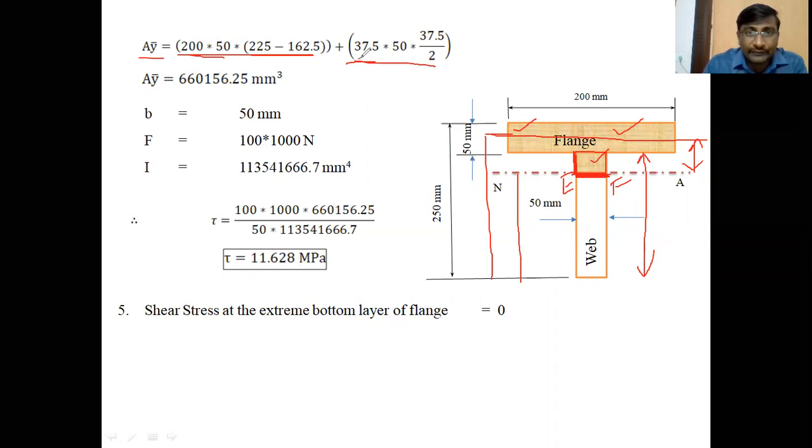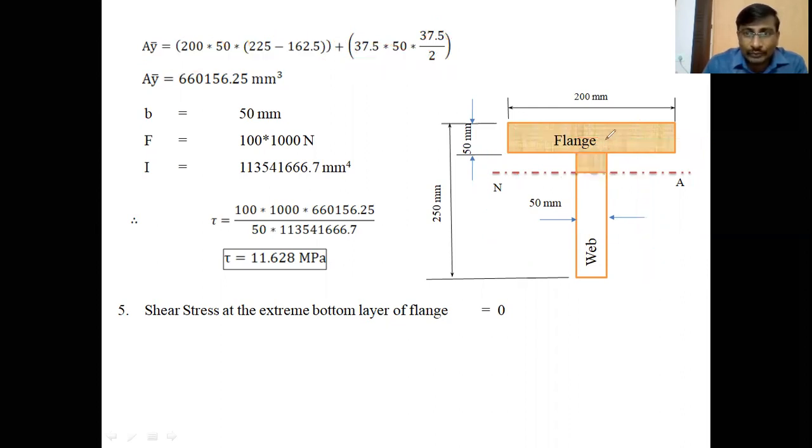So the area is 37.5 into 50, and Y2 means the center of gravity of this small portion from the neutral axis. So the total height is 37.5. The center of gravity is located at the center. That means from the neutral axis, it is 37.5 by 2. So this is the A2 Y2, A1 Y1. Then we can get the AY bar for these two portions about the neutral axis. Upon calculation of AY bar, it is 660,156.25 mm cube. That is the AY bar above the neutral axis.